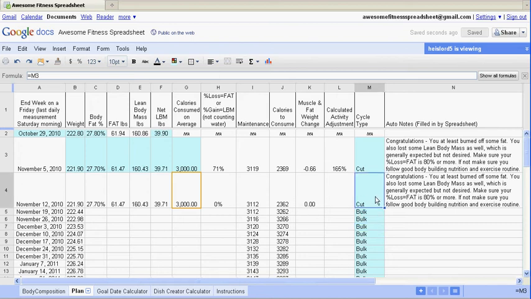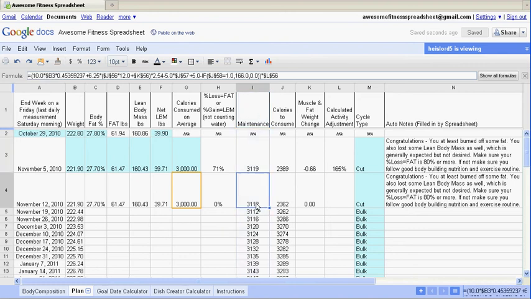So here, a cut cycle. First, let's look at column I. Column I is your maintenance calories. That's the calories you have to consume just to maintain your weight. Not to cut, not to bulk, just to stay the same. And my maintenance calories, based on my activity level that I recorded, would say 3,112 calories.